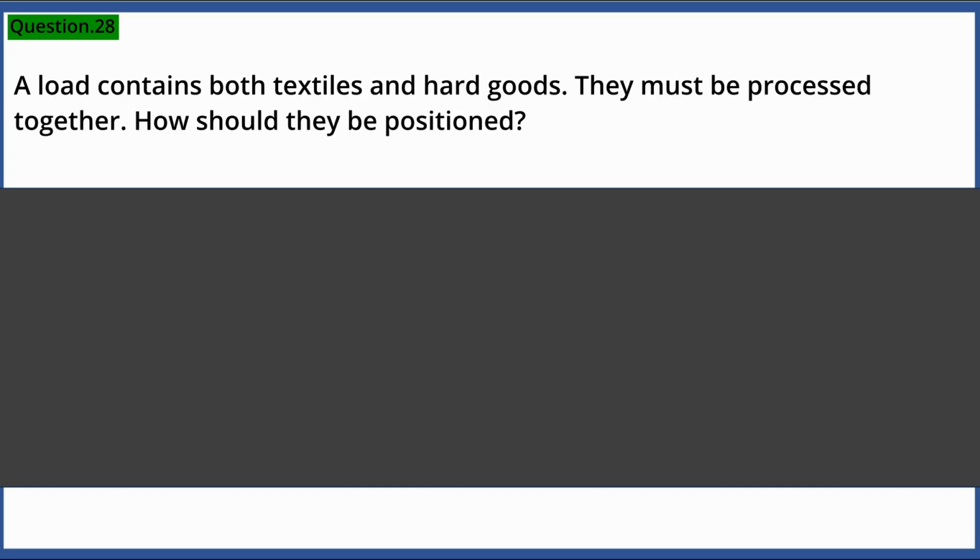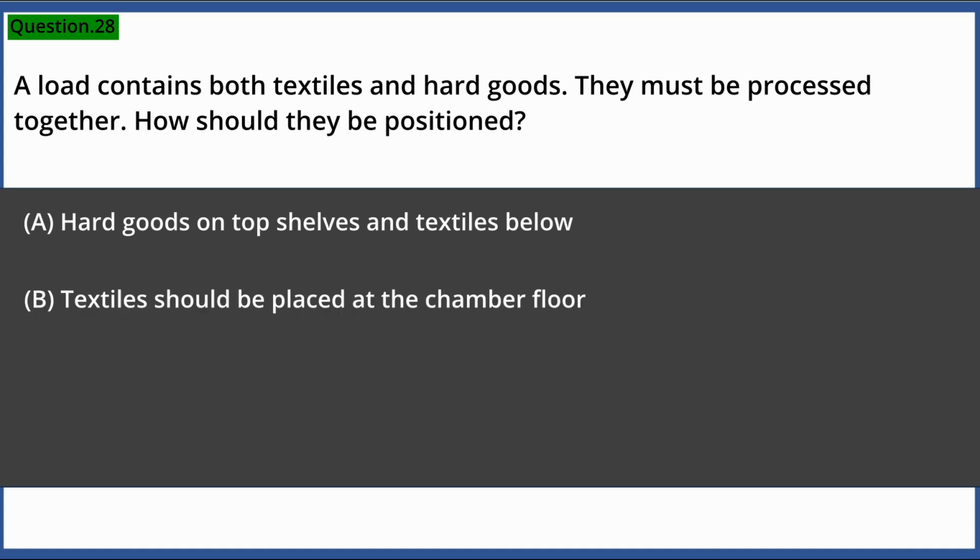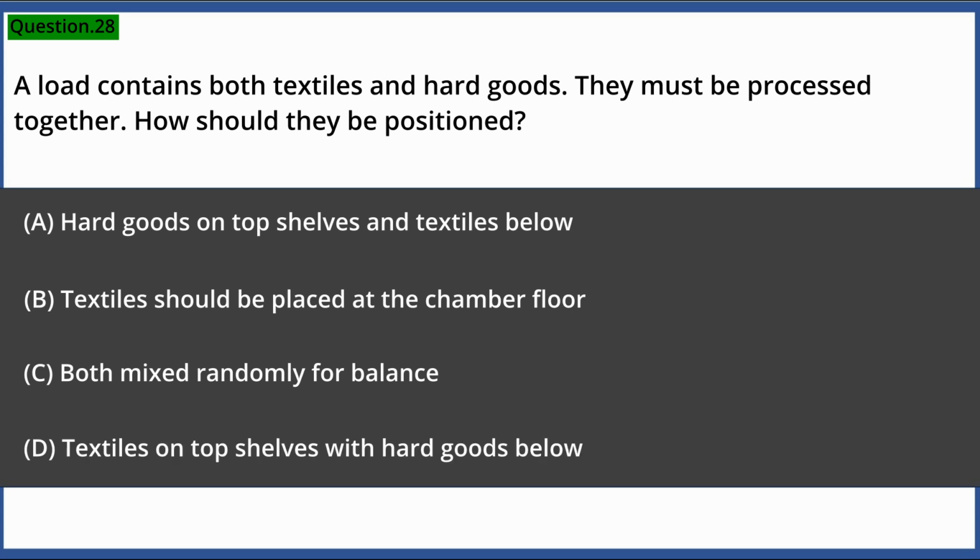A load contains both textiles and hard goods. They must be processed together. How should they be positioned? A. Hard goods on top shelves and textiles below. B. Textiles should be placed at the chamber floor. C. Both mixed randomly for balance. D. Textiles on top shelves with hard goods below. Answer: D. Textiles on top shelves with hard goods below.